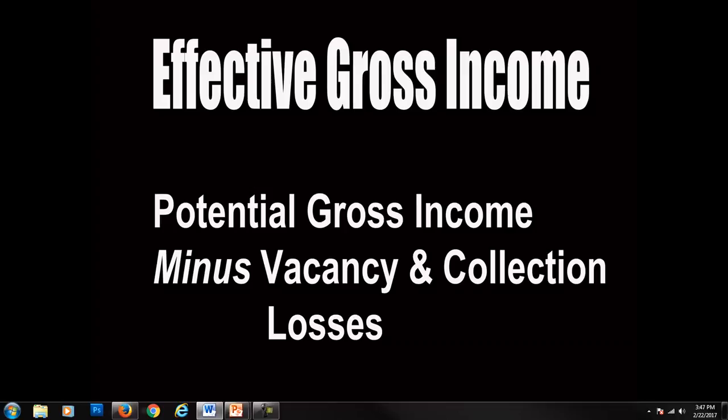In most cases, though, you simply take off the vacancy rate from the gross scheduled income, and that gives you a number we're going to call our effective gross income, or sometimes called just gross income. Your effective gross income is your potential gross income minus vacancy and collection losses.